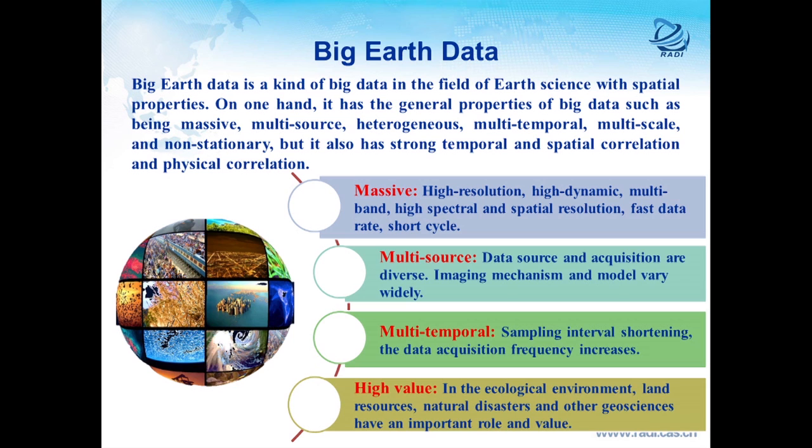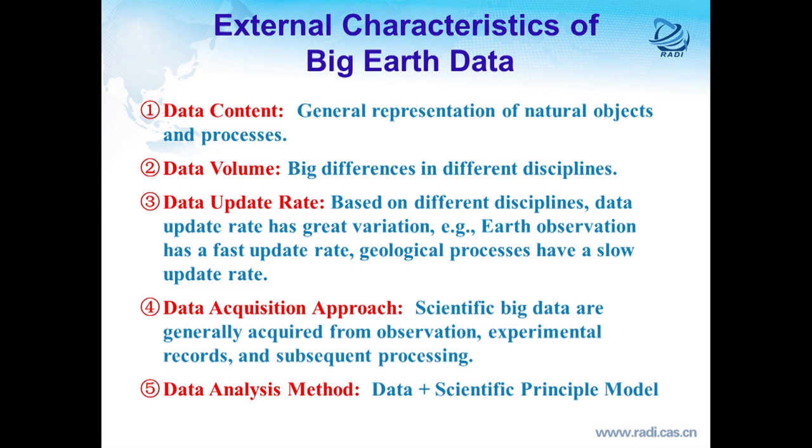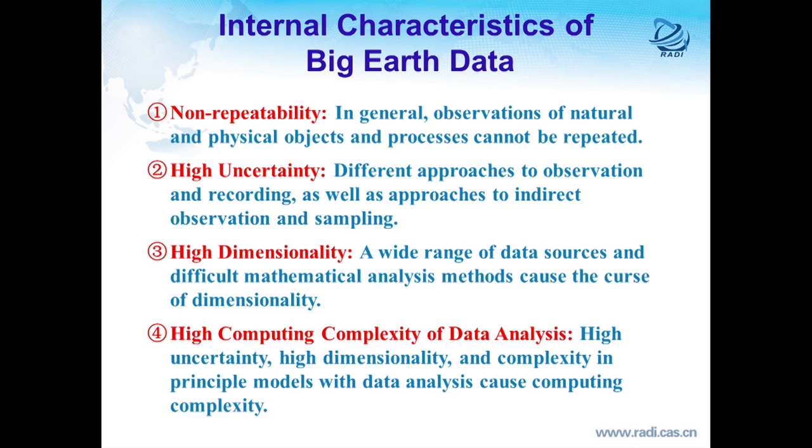Because big Earth data has these characteristics: high resolution, high dynamic range, multiband, high spectral and spatial resolution, and massive characteristics. You can see Earth observation data is multi-source, multi-temporal, just like the title of the conference, and high value. And when we say big Earth data has different kinds of characteristics, they are divided into two parts. The first is external characteristics: data content, data value, data update rate, data acquisition approach, data analysis method, etc. And also internal characteristics of big Earth data. At least we can mention non-repeatability, higher uncertainty, higher dimensionality, and high computing complexity of data analysis.